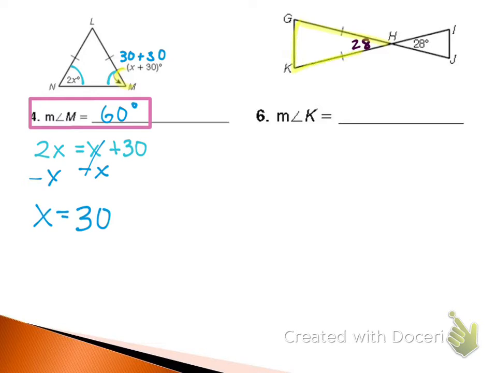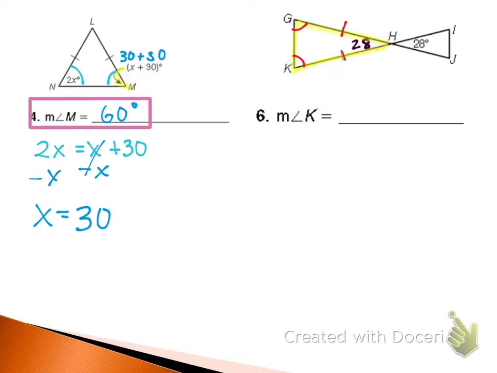Then you have 28 degrees inside of this triangle. This triangle is isosceles. It's got two congruent sides. So which two angles will be congruent? G and K. So G is across from this congruent side, and K is across from that congruent side.